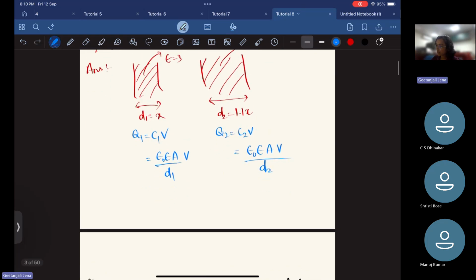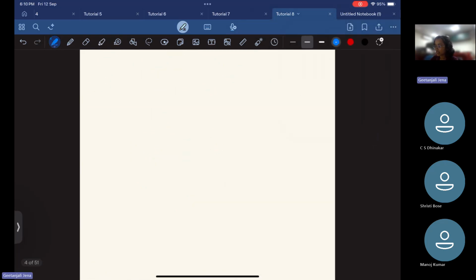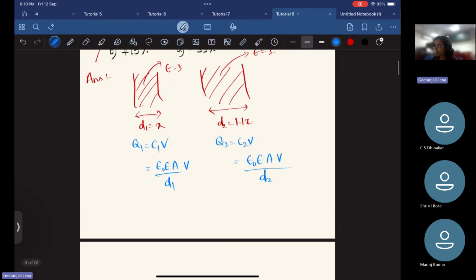So D1 and D2 are already given. One is X, one is 1.1X.